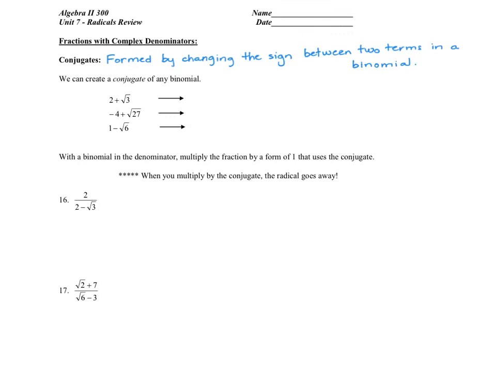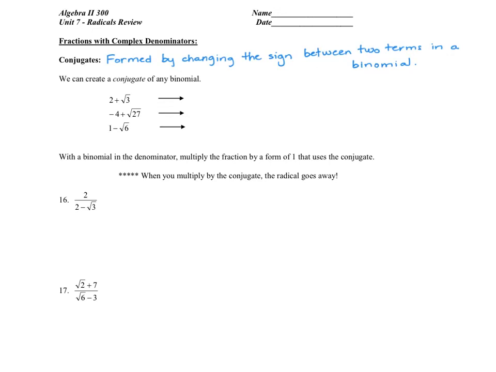The last topic we'll review today is simplifying fractions with complex denominators. If we have complex denominators, the special form of one that we need to multiply by to make the radicals go away is called the conjugate. And a conjugate is formed by changing the sign between two terms in a binomial.